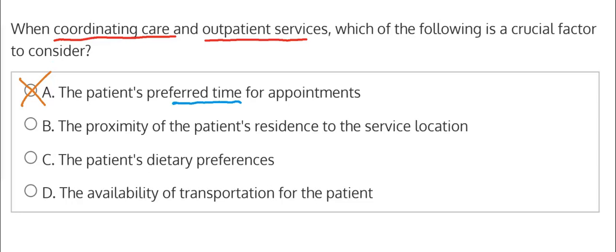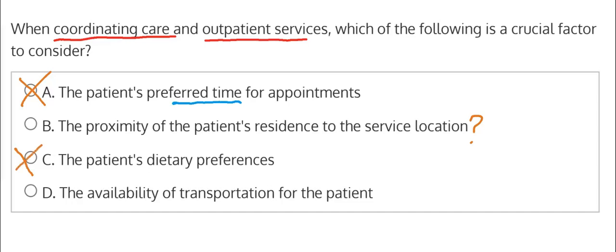Option B says the proximity of the patient's residence to the service location. Maybe, because that might be important to note the distance that they'll be traveling based on where they're living. Option C says the patient's dietary preferences, and not really, because if we're looking at just providers and locations of where to go to coordinate care, that doesn't really have to do with the type of diet that they're on. So we can eliminate option C.